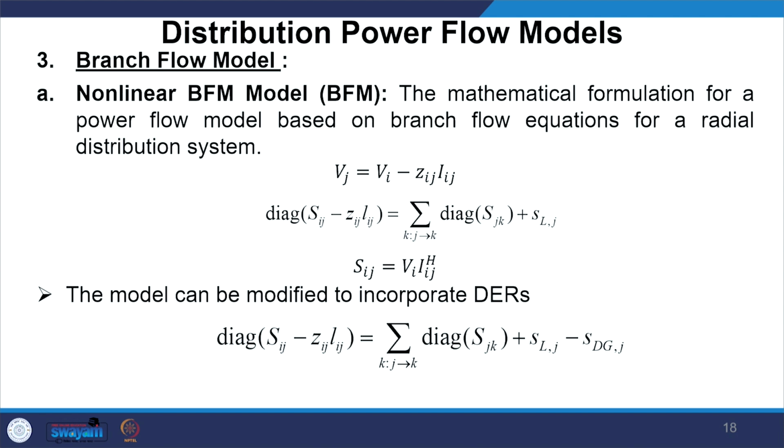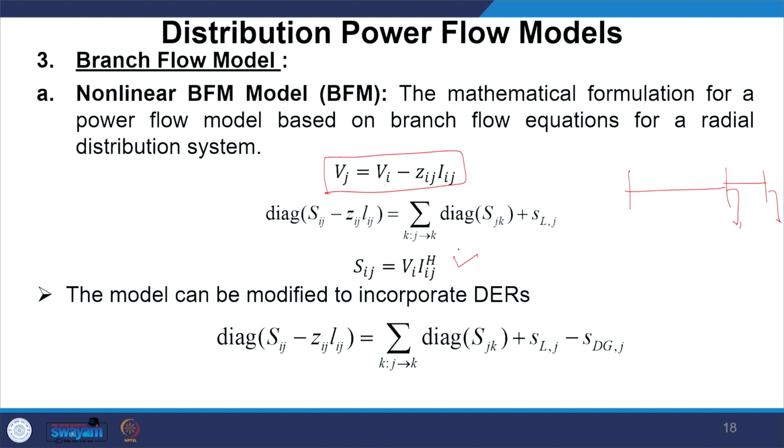Now, when we talk about the branch flow model, what is it? So, the nonlinear BFM, the so-called branch flow model, is the mathematical formulation for a power flow model based on branch flow equations for a radial distribution system. For a radial system, it is simple. So, this is my radial network where Vj is nothing but Vi, the injected voltage, minus the drop in the line. Similarly, you can formulate these equations where Sij is equal to Vi Iij*.